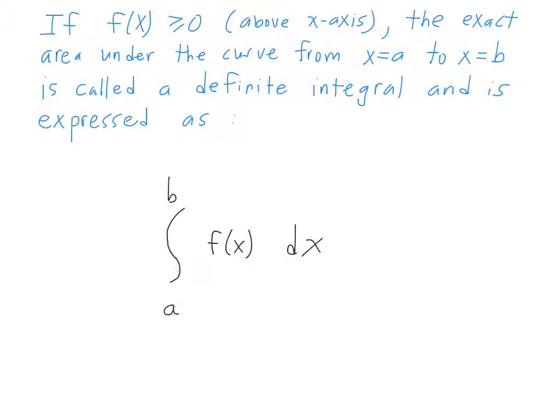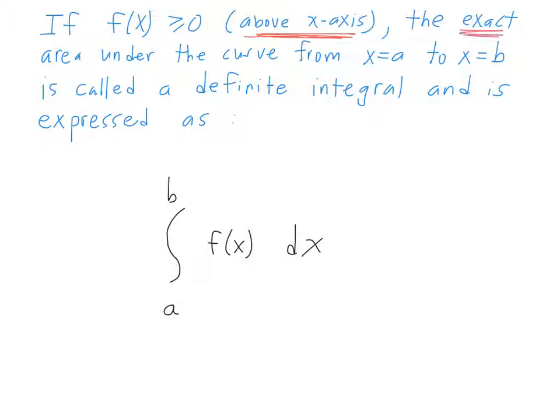Alright, so we've been talking about finding approximate area underneath the curve. We're now going to switch our focus and talk about exact area under a curve. So first of all, let's suppose our curve is above the x-axis. Okay, so f of x is greater than or equal to 0. So right now we're talking about curves that are positive and not below the x-axis and negative. Okay, we'll get to that later on.